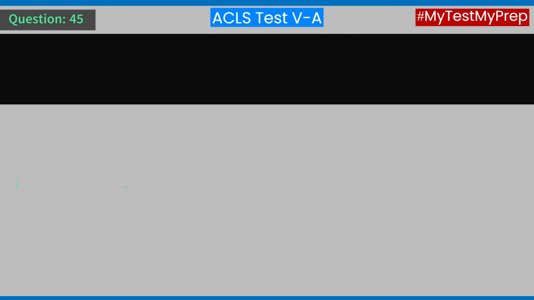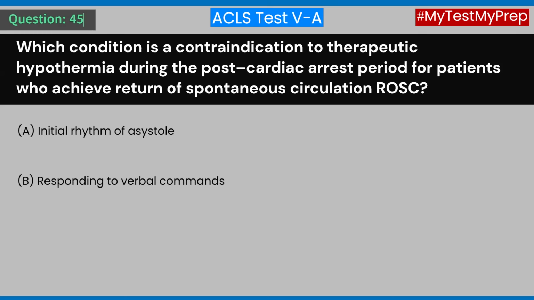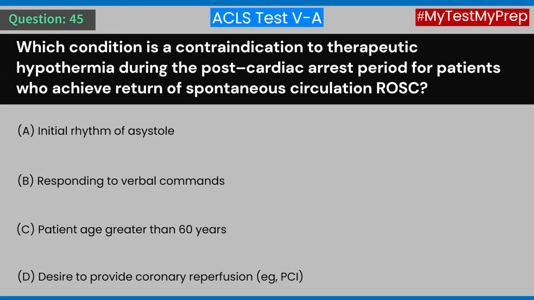Question 45. Which condition is a contraindication to therapeutic hypothermia during the post-cardiac arrest period for patients who achieve return of spontaneous circulation, ROSC? A. Initial rhythm of asystole. B. Responding to verbal commands. C. Patient age greater than 60 years. D. Desire to provide coronary reperfusion, e.g., PCI. Answer: B. Responding to verbal commands.